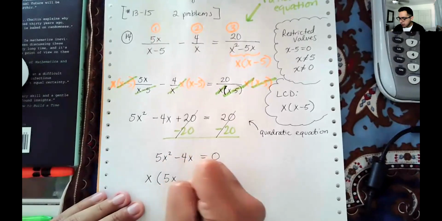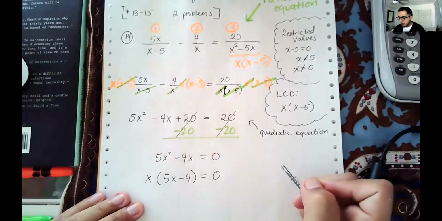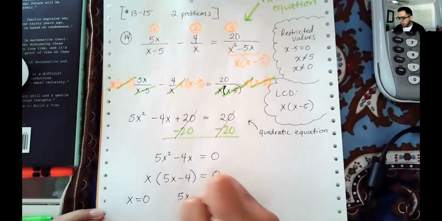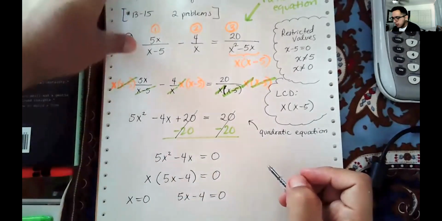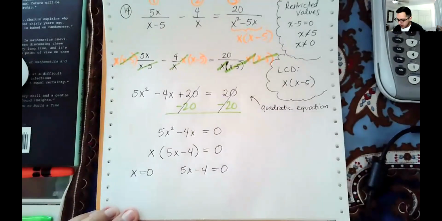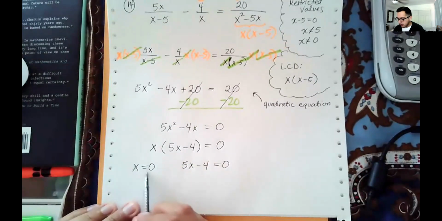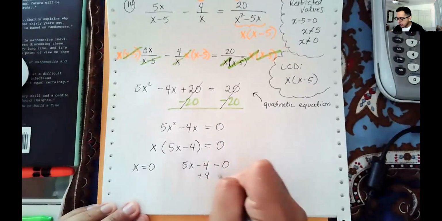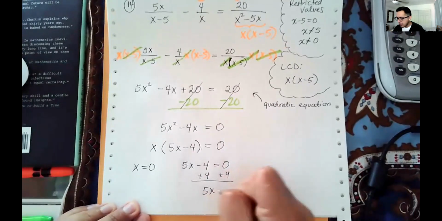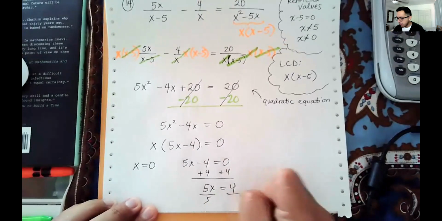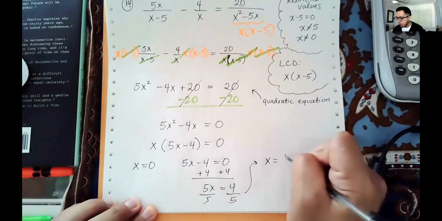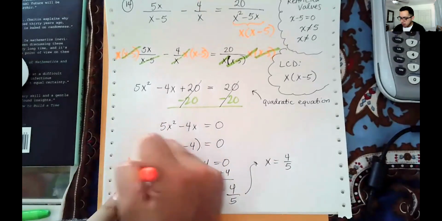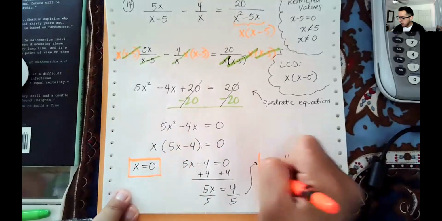That'll leave me with x times 5x minus 4 is equal to 0. And I can use the zero factor property to say that either x is equal to 0 or 5x minus 4 is equal to 0. And since this problem is already solved here, we just need to solve this equation over here. We can add the 4 over to the other side. So we get 5x is equal to 4, and then divide by the 5 so that we get x is equal to 4/5. So our solution set would contain x equals 0 and x equals 4/5.